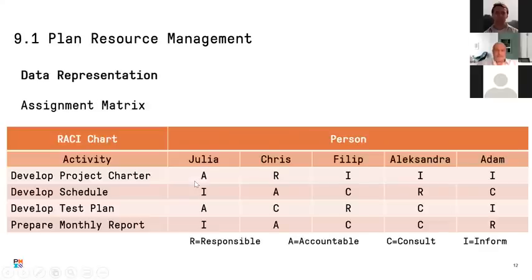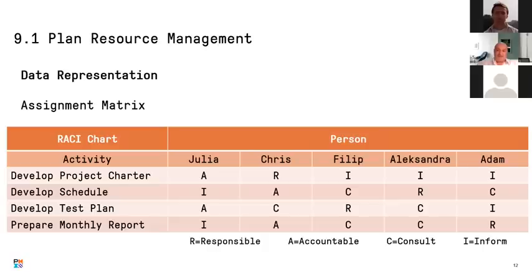One question about the RACI. Dragland is asking if there should be at least one A in each line. It's a very good point, and yes, there should be an A in each line because there should be someone accountable for each task. In some tasks, the R and A may be the same person. If a project manager is doing a task and is the one following it up, he can be the R and A. But usually there is an A in each row.